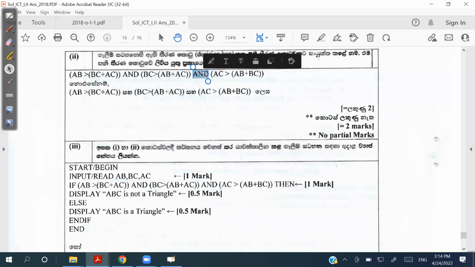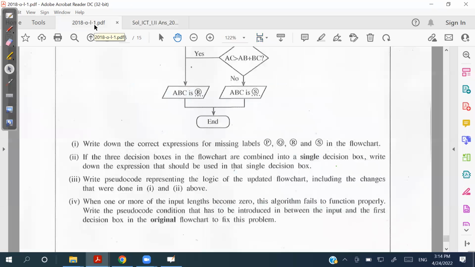Okay. And the third part, what they are asking is, write pseudocode representing the logic of the updated flowchart, including the changes that were done in 1 and 2 above. So that means you have to consider the value of R and S, as you can see over here, as well as in the second part, it says all the conditions are combining together. So the condition is going to be that. So the pseudocode is going to be something like this.